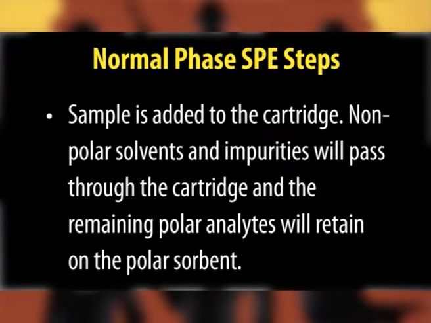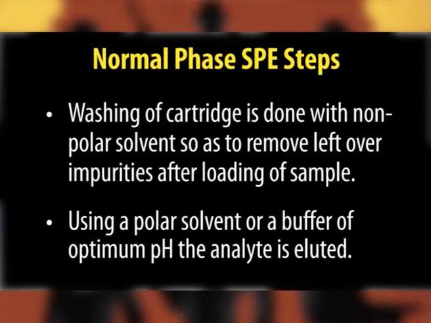Sample is added to the cartridge. Non-polar solvent and impurities will pass through the cartridge and the remaining polar analytes will be retained on the polar sorbent. Washing of the cartridge is done with non-polar solvent so as to remove leftover impurities after loading of the sample. Then at last, using a polar solvent or a buffer of optimum pH, the analyte is eluted.